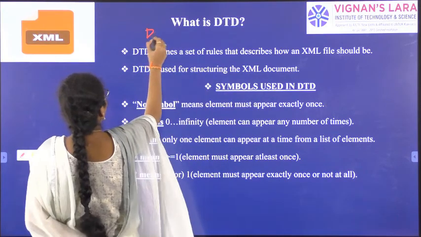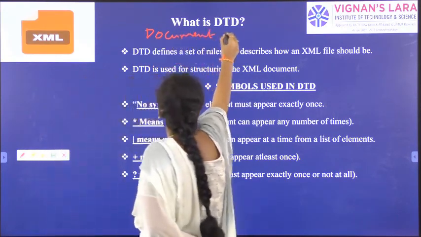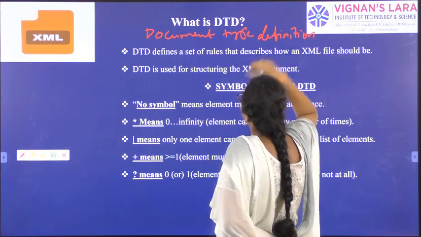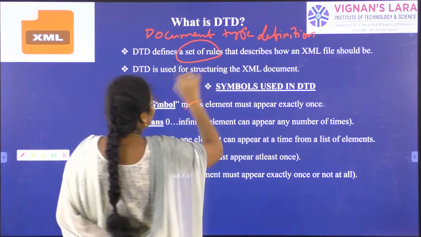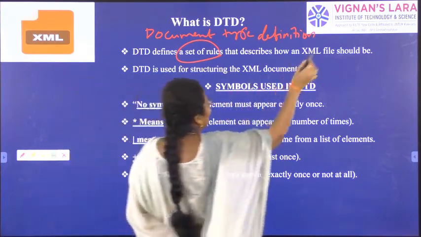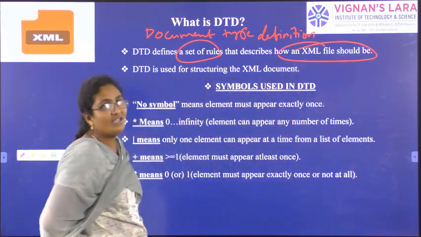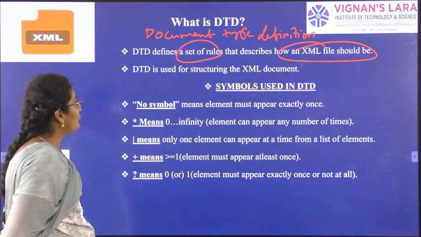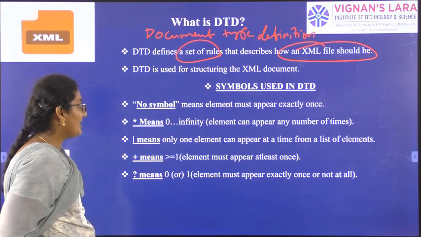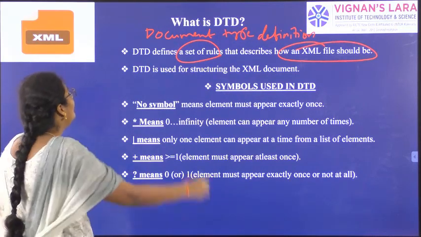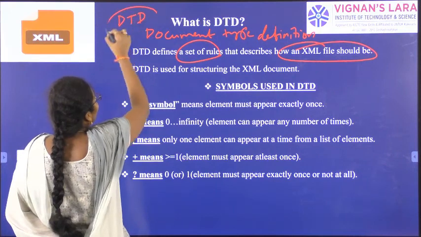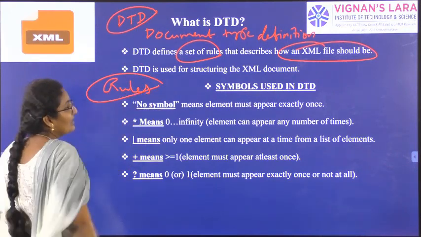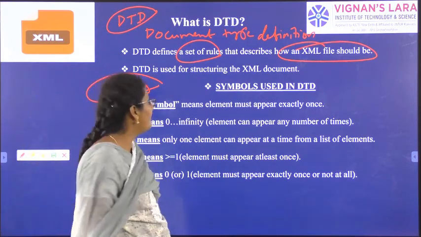Document type definition. It is a set of rules that will describe how an XML file should be. DTD is nothing but a set of rules which describe how the XML file should be. DTD is used for structuring the XML document. Very simple. DTD is document type definition, which are nothing but rules. These rules are used to decide how an XML file should be.